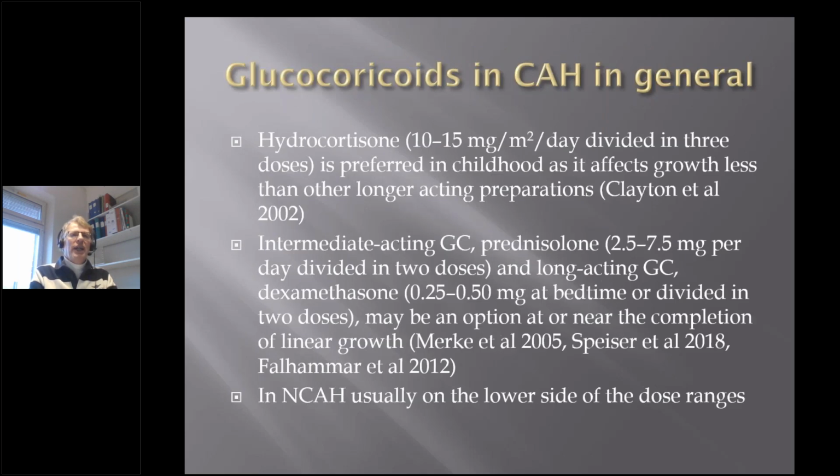So in CAH in general, in children, you give a dose of hydrocortisone between 10 and 50 milligrams per square meter and day, divided up to 3 doses. And in adults, when you're fully grown, you can give longer actings like prednisolone, 2.5 to 7.5 milligrams per day, divided into 2 doses, or dexamethasone, which is popular in the US but hardly used in Europe. And when you have non-classic, you usually are on the lower span of this. So I usually start on 2.5 milligrams of prednisolone if I have a patient with non-classic CAH.